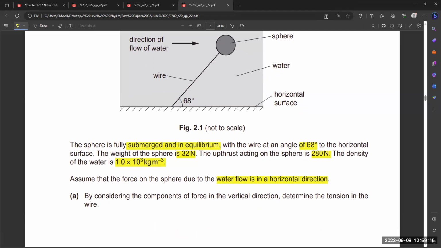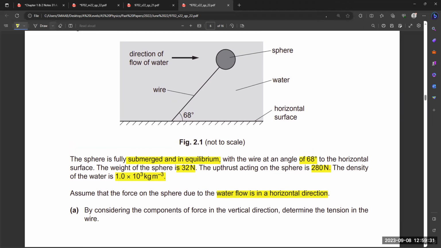By considering the components of forces in the vertical direction, determine the tension in the wire. Tension means the force in the wire. If we start marking the forces, one will be the weight in the downward direction, and second will be the upthrust. Because we are in water, there must be an opposite force in the upward direction, known as the upthrust. We have to find the force known as the tension in the string. This force is unknown.